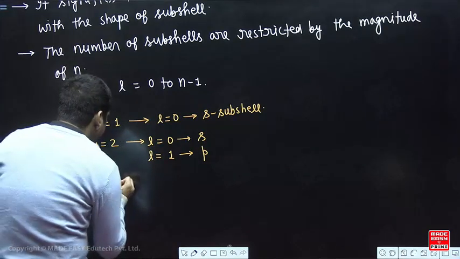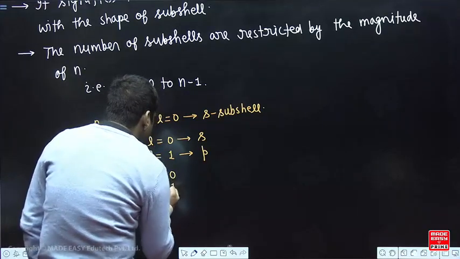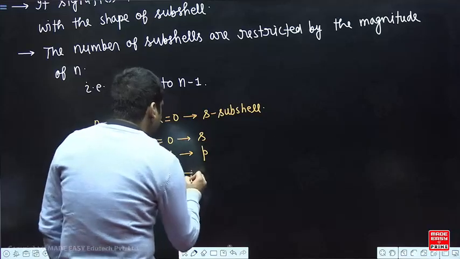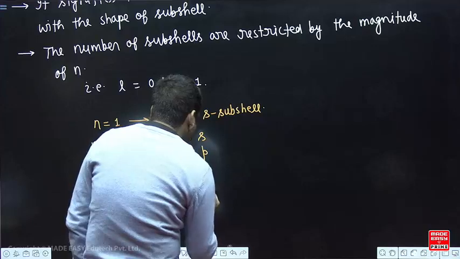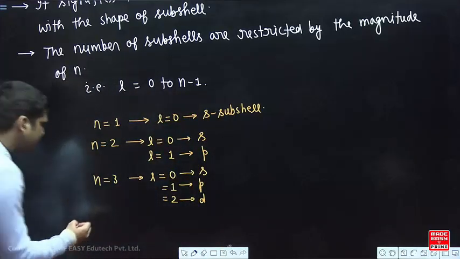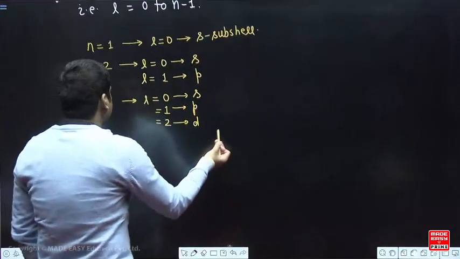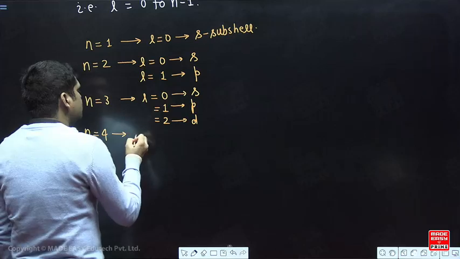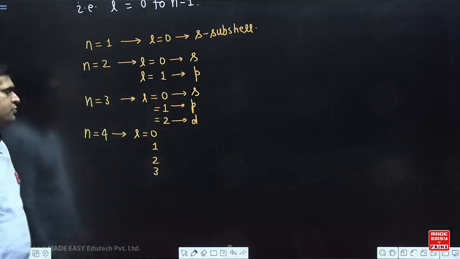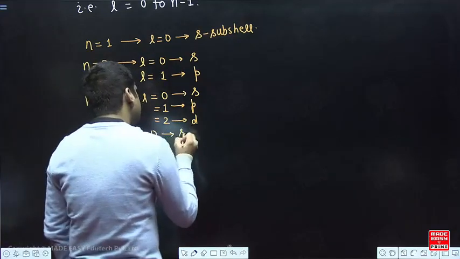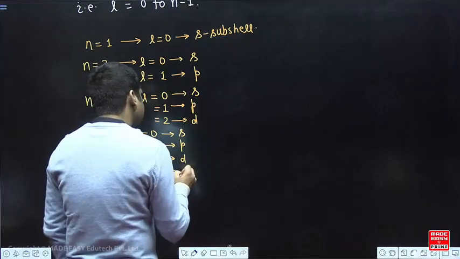Similarly, suppose you have n is equal to 3. So L will have 0, 1, 2 values, right? So 0 is representing S, 1 is representing P, and 2 is representing D. Suppose n is equal to 4, you go for the fourth shell, not subcell. So for the fourth shell, you have L is equal to 0, 1, 2, 3, that is n minus 1. So 0 represents S subcell, 1 represents P subcell, 2 represents D subcell, 3 represents F subcell.